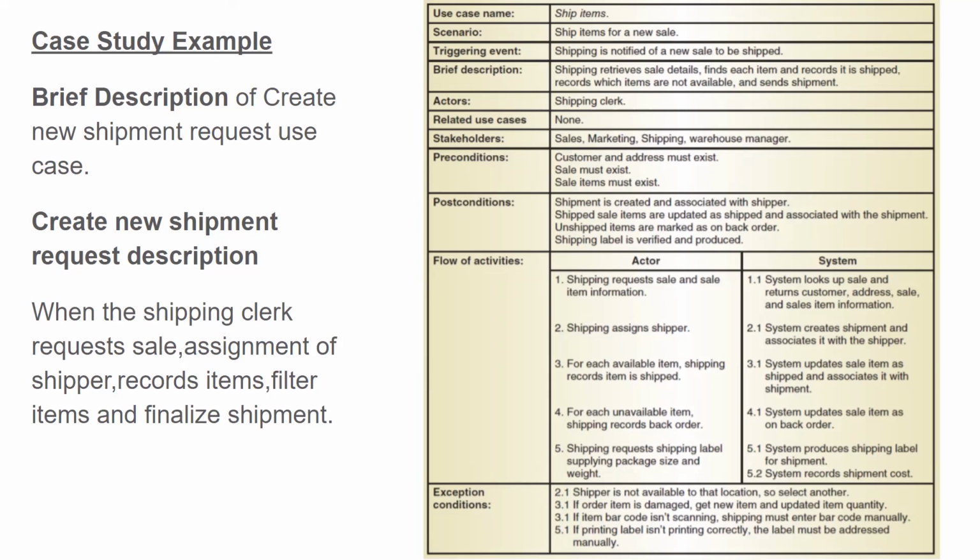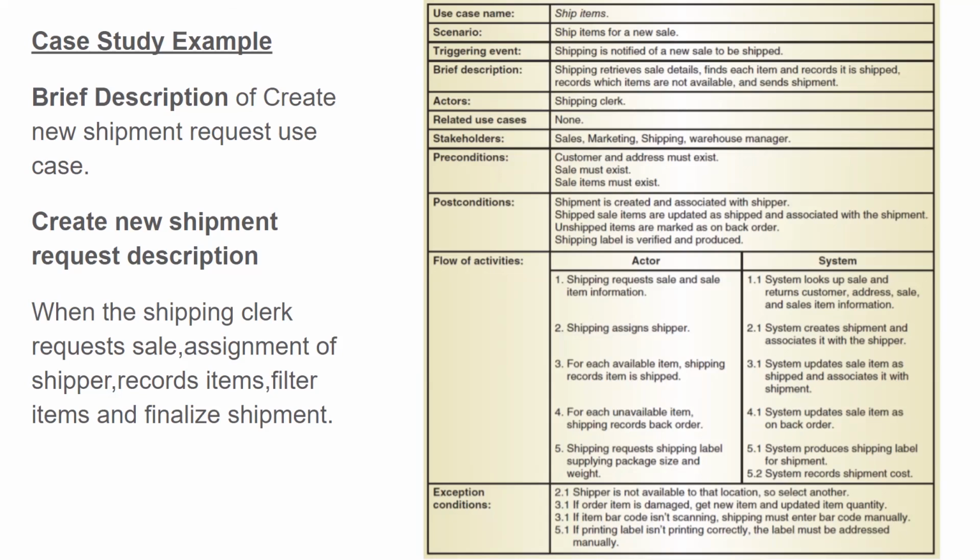So once you're done with that, only then can you move on to the post conditions, whereby the shipment is created and associated with the shipper, and the shipped sales items are updated as shipped and associated with shipment. Unshipped items are marked as on a back order, and shipping label is verified. Basically, these are just to check back the flow activities, what has been done during the flow of activities. That's what the post condition means.